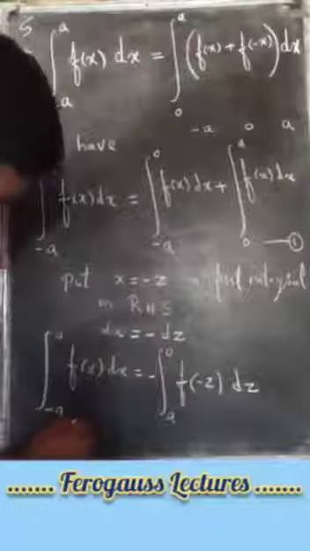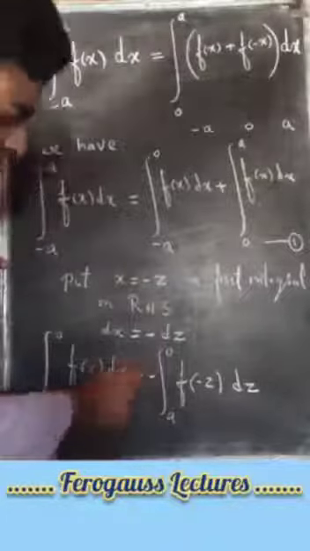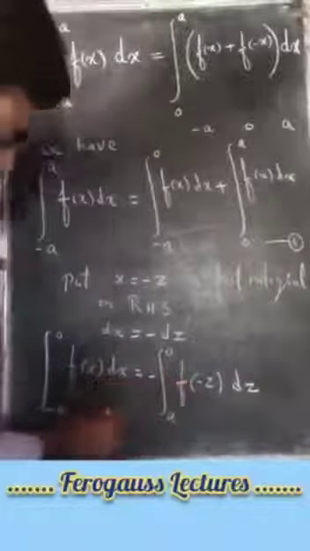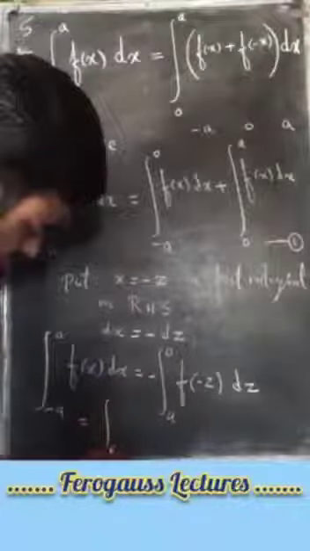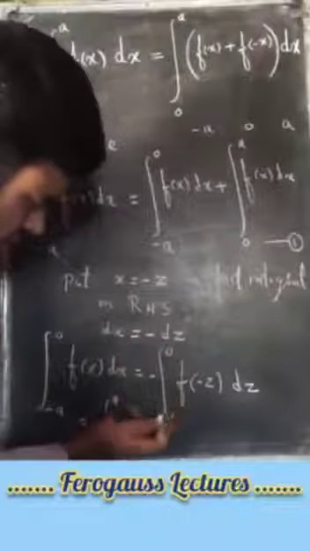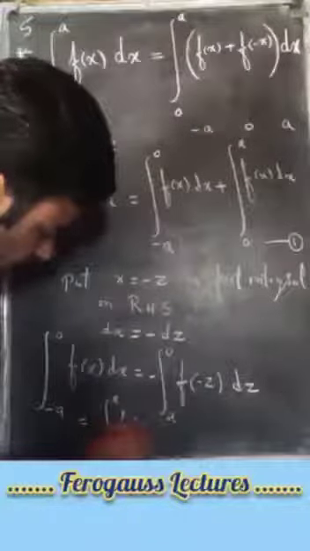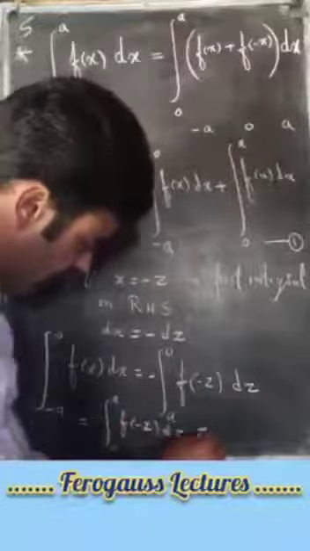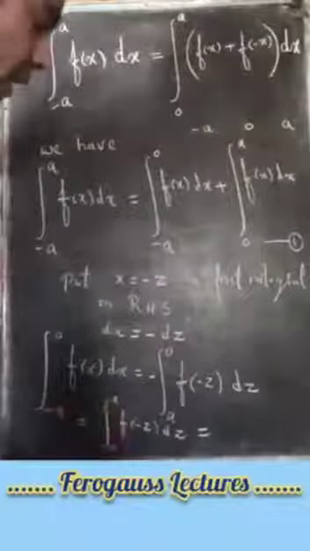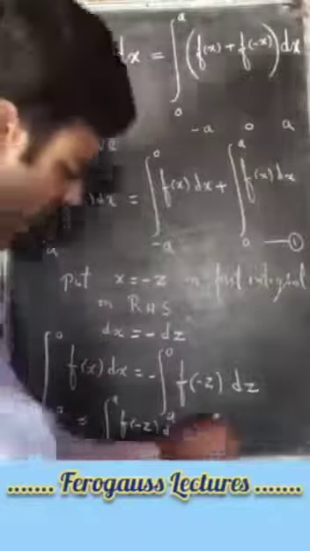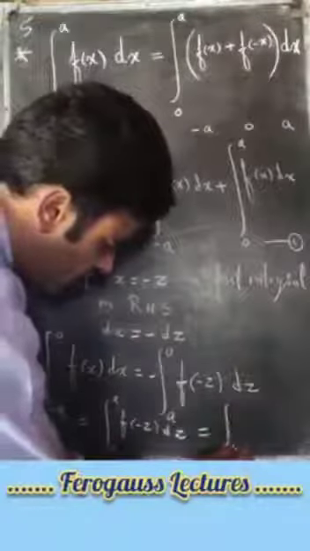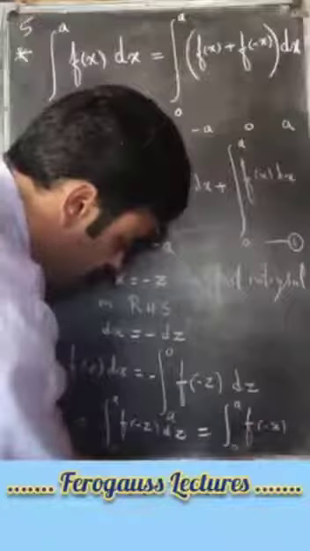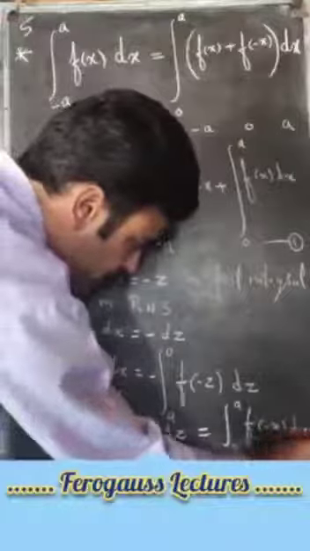That is further equal to, now if we interchange the limits, then the sign of this integral gets changed. It is minus here, so it becomes plus. So we get integral 0 to a f of minus z dz. Now we can replace this variable z with any other variable. So we replace it by x. We get integral 0 to a f of minus x dx.